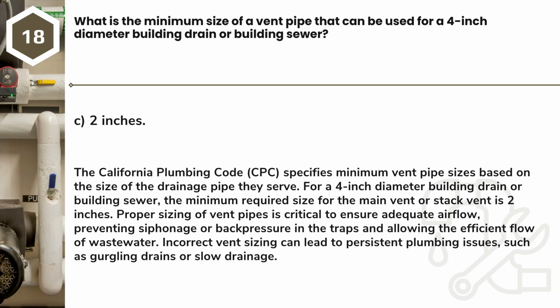Answer: C. 2 inches. The California Plumbing Code, CPC, specifies minimum vent pipe sizes based on the size of the drainage pipe they serve. For a 4-inch diameter building drain or building sewer, the minimum required size for the main vent or stack vent is 2 inches. Proper sizing of vent pipes is critical to ensure adequate airflow, preventing siphonage or backpressure in the traps and allowing the efficient flow of wastewater. Incorrect vent sizing can lead to persistent plumbing issues, such as gurgling drains or slow drainage.